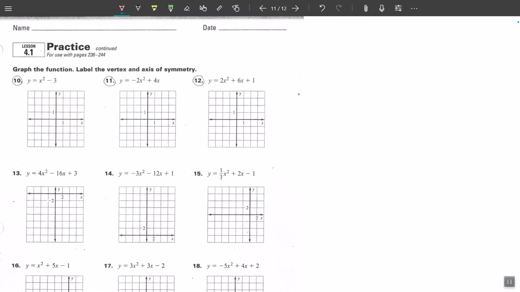So number 11, let's go ahead and get our axis of symmetry and our vertex. So I'll start with the x coordinate.